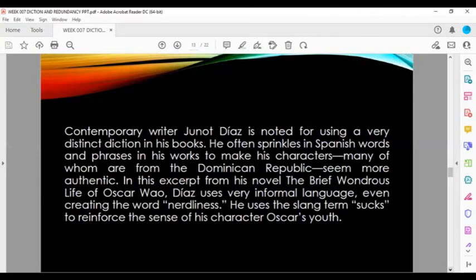Dominican Republic. And in the excerpt of this work, it's very informal language as we can observe, even creating the word nerdliness. So he uses the slang term sucks to reinforce the sense of the character of Oscar's youth. So it could be said that the character behind it is somewhat a youth.